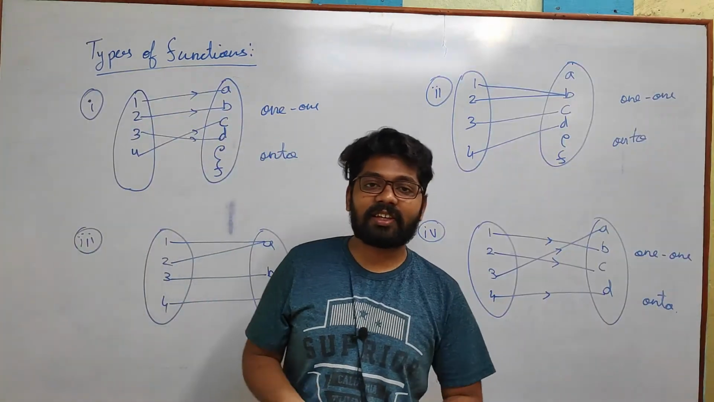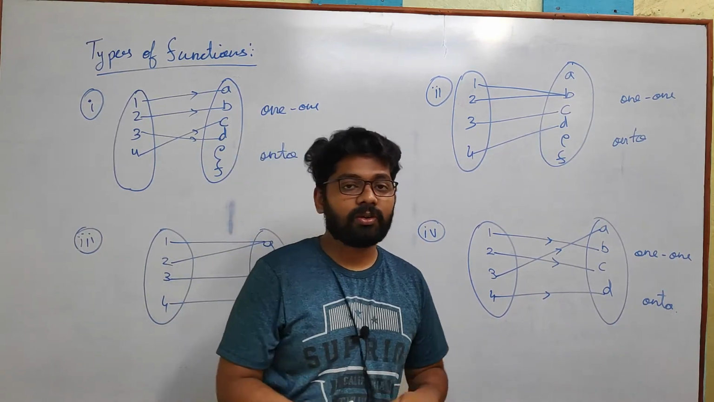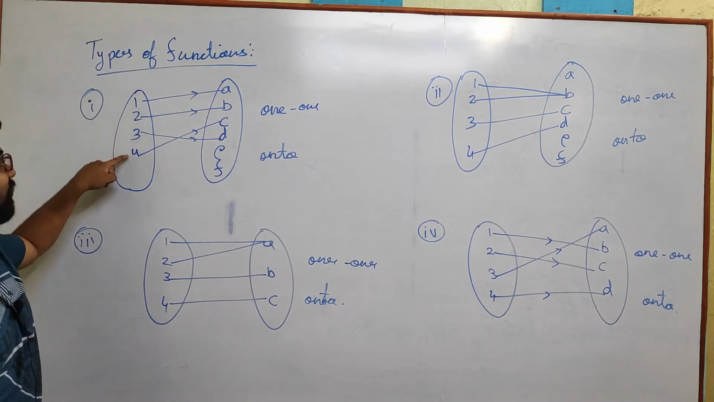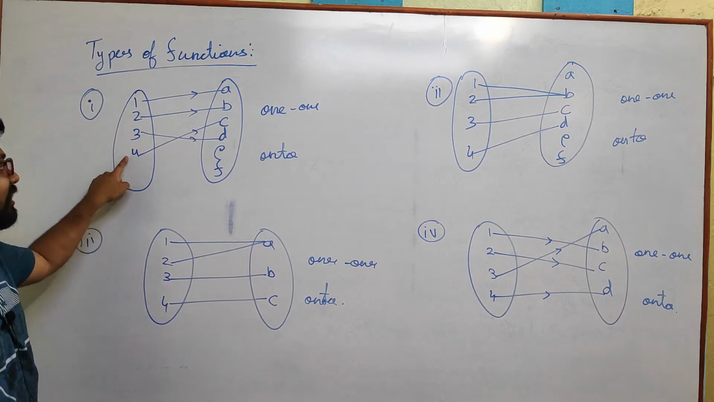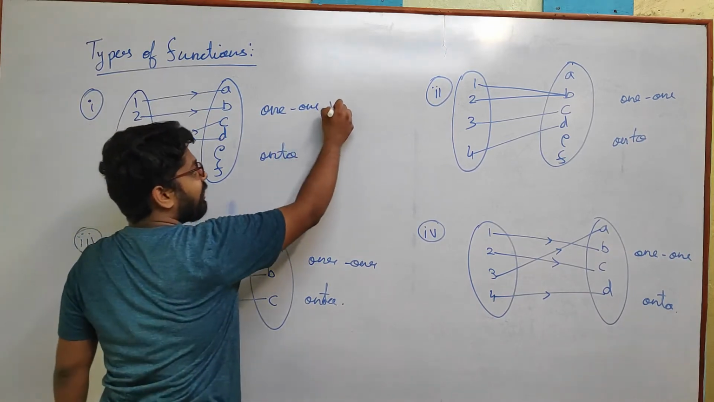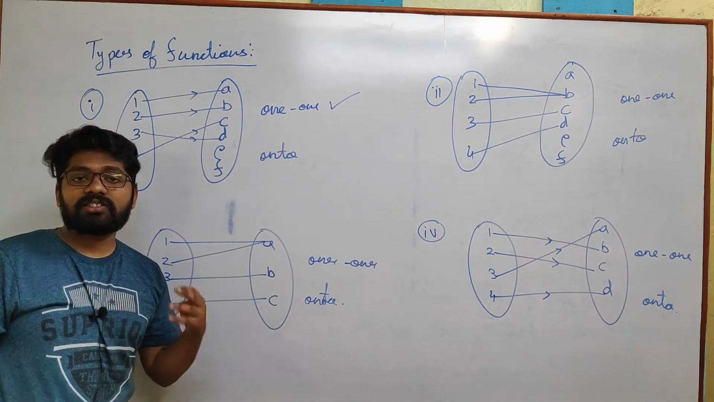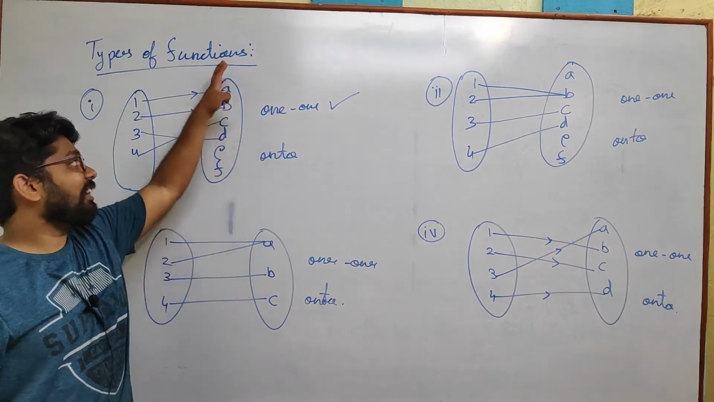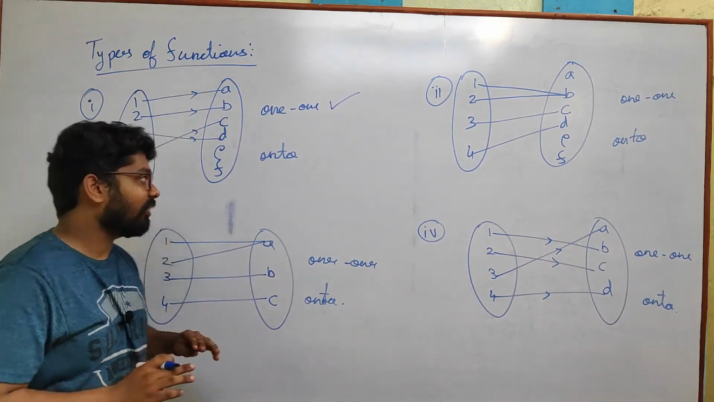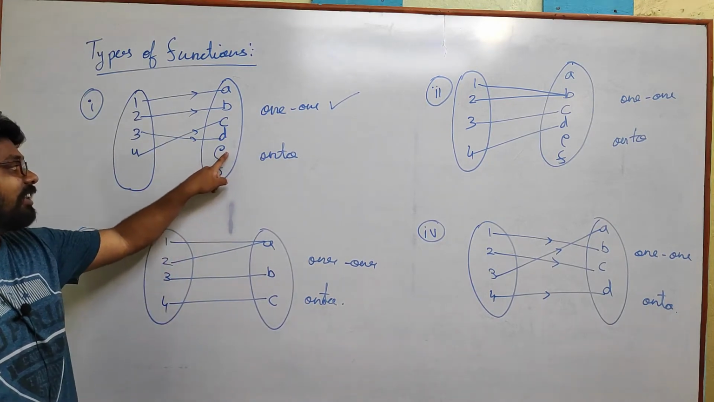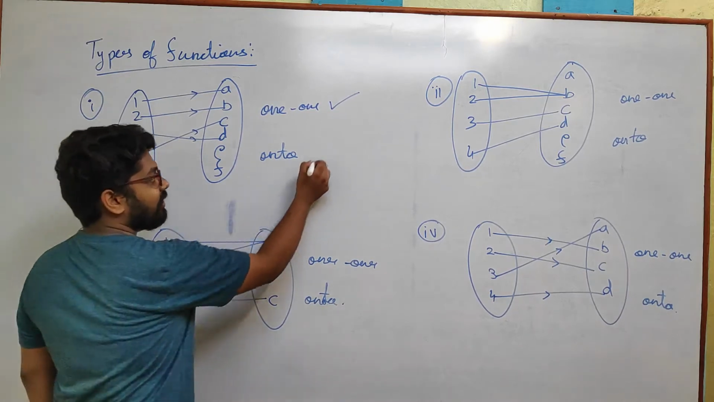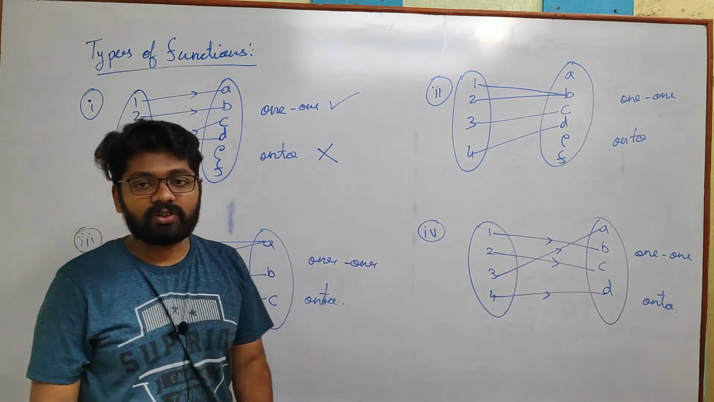So such a function is known as an onto function. Now let us see some examples based on one-one and onto, and we'll move further. As you can see here, every element in the first set, that is the domain, has only one image. Therefore this is a one-one function. Now what is the definition of onto? Every element of the second set should be mapped. But in this case, E and F are idle and not mapped with anything. So this function is not onto.